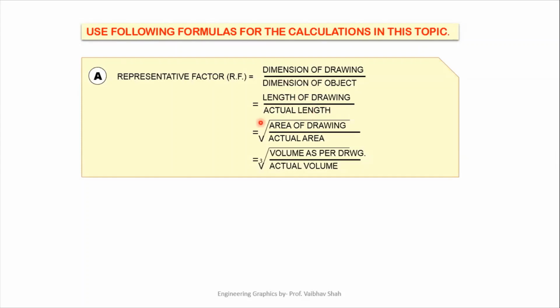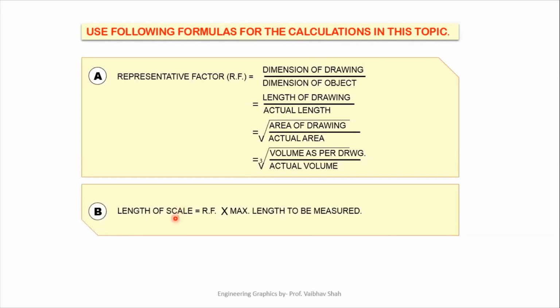Now, if your dimension is specified in terms of area, then it would be the square root of area of drawing upon actual area of an object. And if it is specified in volume, it would be the cube root of volume as per the drawing upon actual volume. Now, next, we'll be using one more formula: length of scale equals RF into maximum length to be measured.